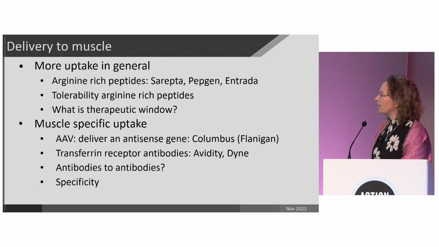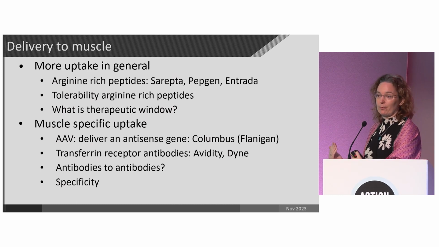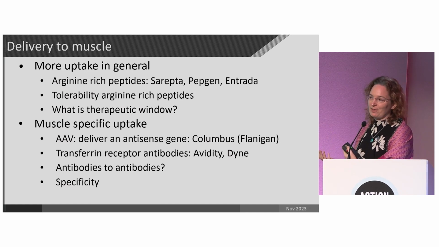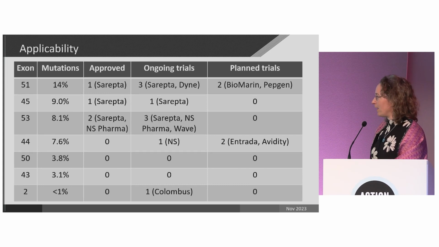Then there's also companies that say, well, instead of uptake in general, we want them to specifically go to muscle. So we'll either deliver an antisense gene with AAV, or we add a transferrin receptor antibody. And transferrin receptors are expressed on muscle. So if we add this antibody, then the AONs will specifically go to muscle. And Avidity and Dyne are looking into this. Challenge with this is antibodies to antibodies. How specific is it? Transferrin is expressed on muscle, but also on brain, also on other tissues. So we'll have to wait and see.